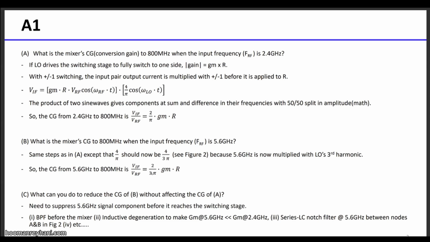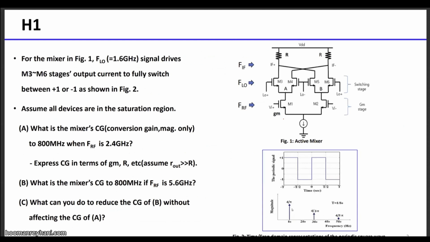Now, what this means is that in most cases, we are only interested in down converting the signal at F0, not at 3F0, right? These higher frequency components are more of interferers, and we don't want them to come down because of this kind of harmonic mixing. So what can we do to reduce the conversion gain of this 5.6 gigahertz coming down without affecting the conversion gain of the 2.4 gigahertz, which is what we are interested in?